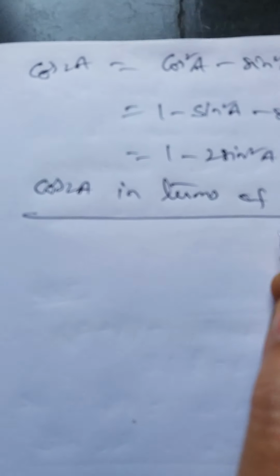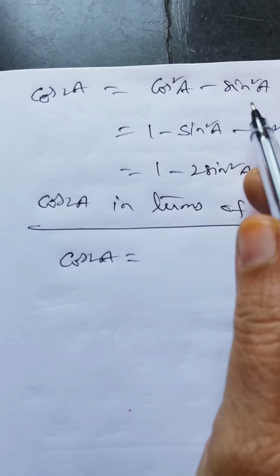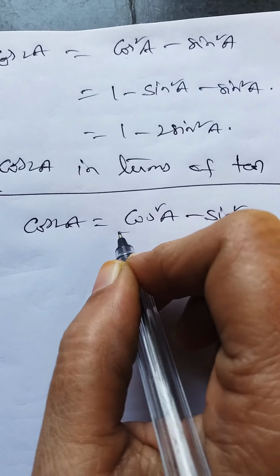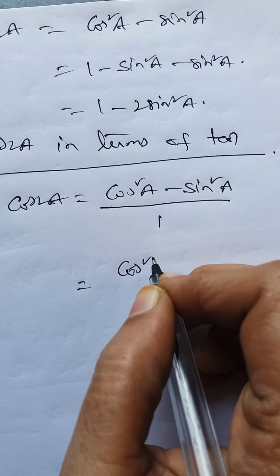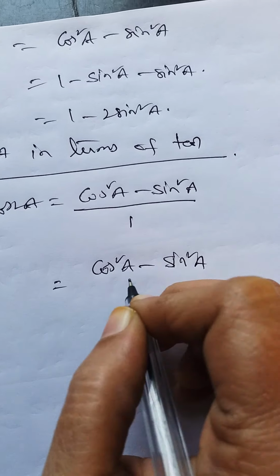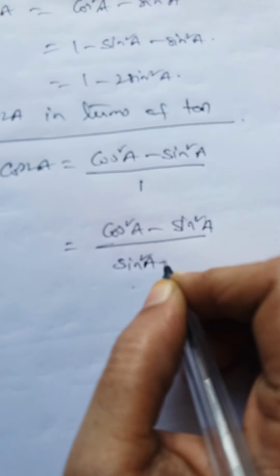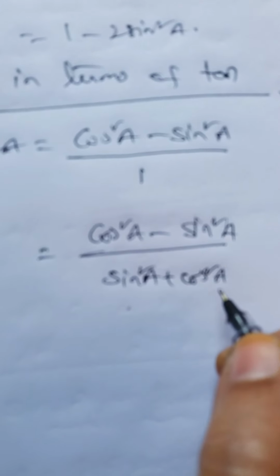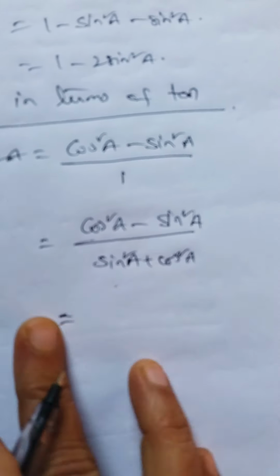Now cos 2a value in terms of tan. So we know that cos 2a is equal to cos square a minus sin square a. Now cos square a minus sin square a can be written as cos square a minus sin square a by 1. Now 1 can be written, using the identity in terms of sin and cos, as sin square a plus cos square a, whose value is 1.